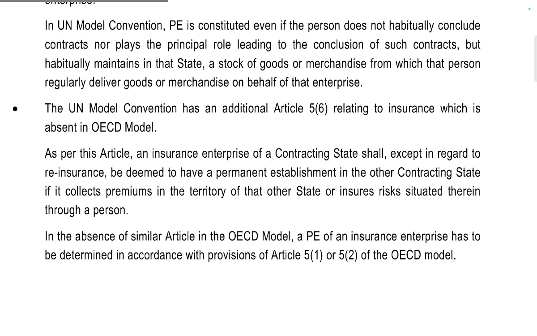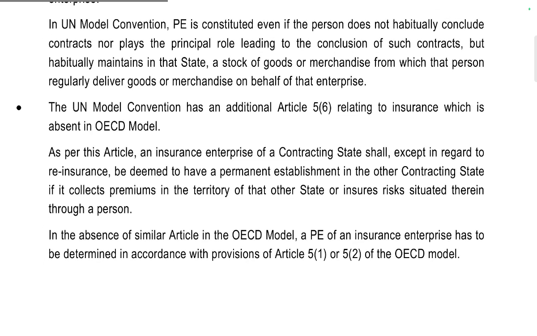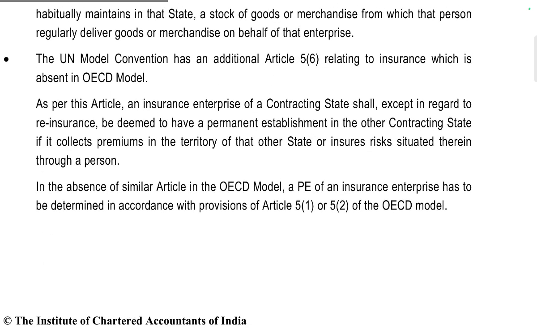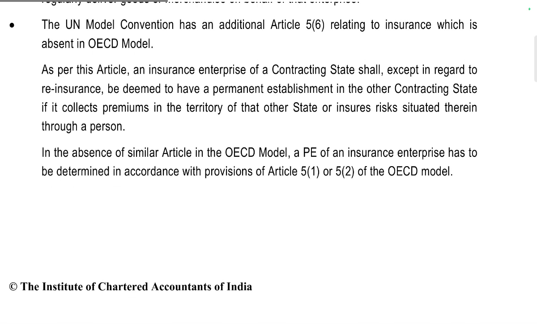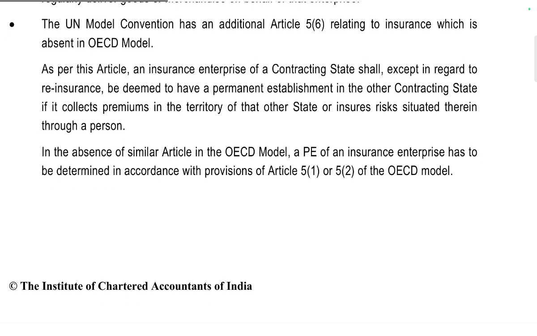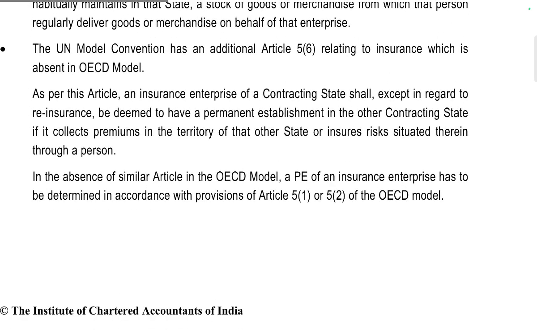The UN model convention has an additional article, Article 5(6), relating to insurance, which is absent in the OECD model. As per the article, an insurance enterprise of a contracting state, except in regard to reinsurance, is deemed to have a permanent establishment in the other contracting state if it collects premiums in the territory of the other state or insures risks situated therein. In the absence of a similar article in the OECD model, a PE of an insurance enterprise is defined according to the provisions of Article 5 of the OECD model.